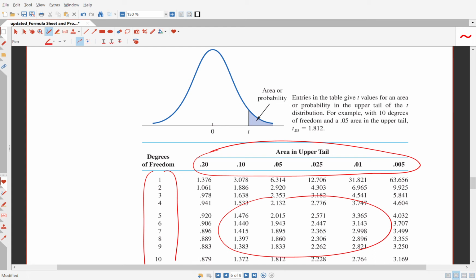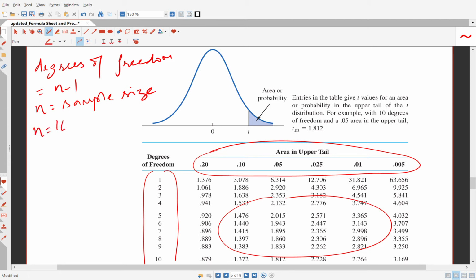So first let us see what degrees of freedom is. For t-tables, degrees of freedom are equal to n minus 1, where n is your sample size. Now suppose you are given a sample size of 16, so n is 16, so your degrees of freedom will be 16 minus 1 equals 15.